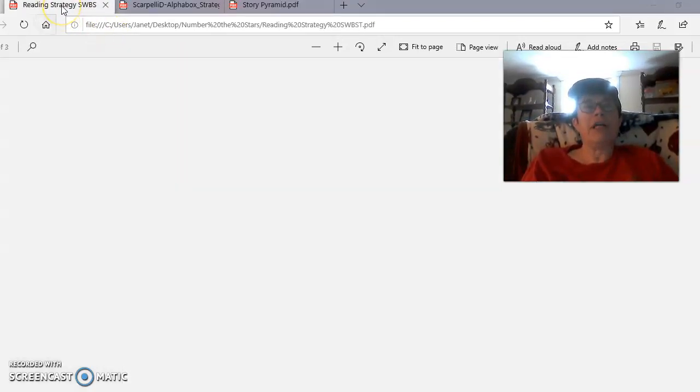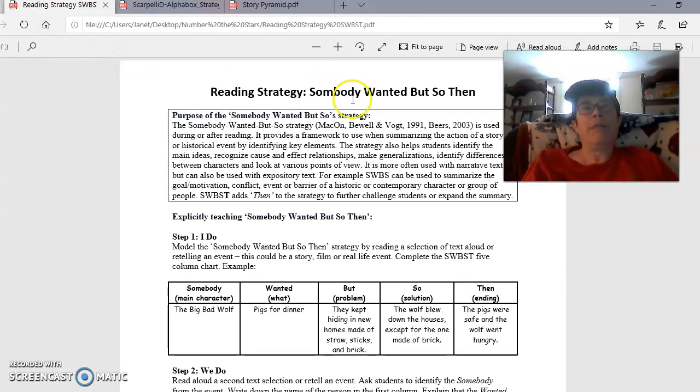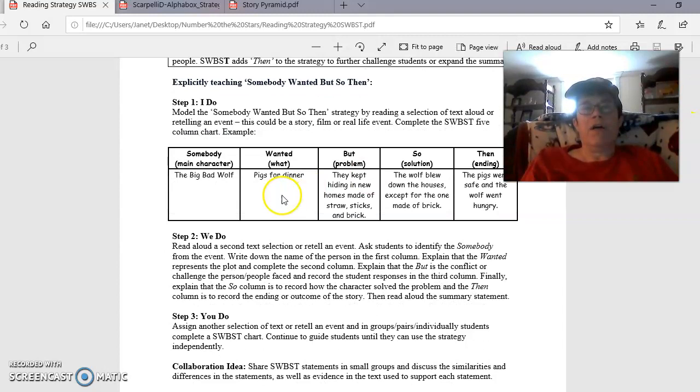The next strategy here is called the Somebody Wanted But So Then. So what we're doing is we're looking for problems. This gives you the idea here that somebody who was a main character, this gives you the example of the big bad wolf, wanted pigs for dinner. But here's the problem. They kept hiding in new homes made of straw, sticks, and brick. So here's the solution. What did he do? The wolf blew down the houses except for the one made of brick.